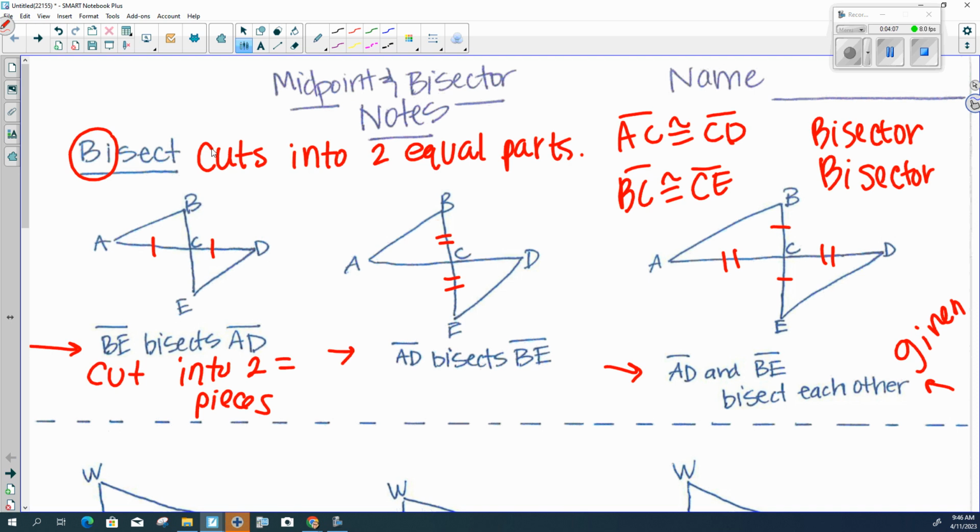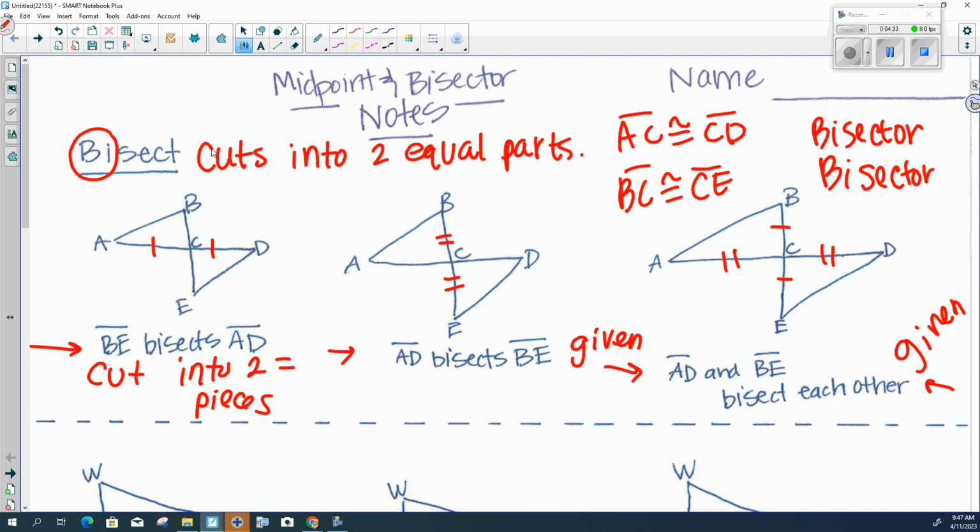If you ever look in a textbook or at an answer key, it expands it. It says definition of segment bisector. I don't really expect you to write that whole thing. Okay, so once again, when you go to do the proofs, this will be given, but you have to make a congruent statement after that.